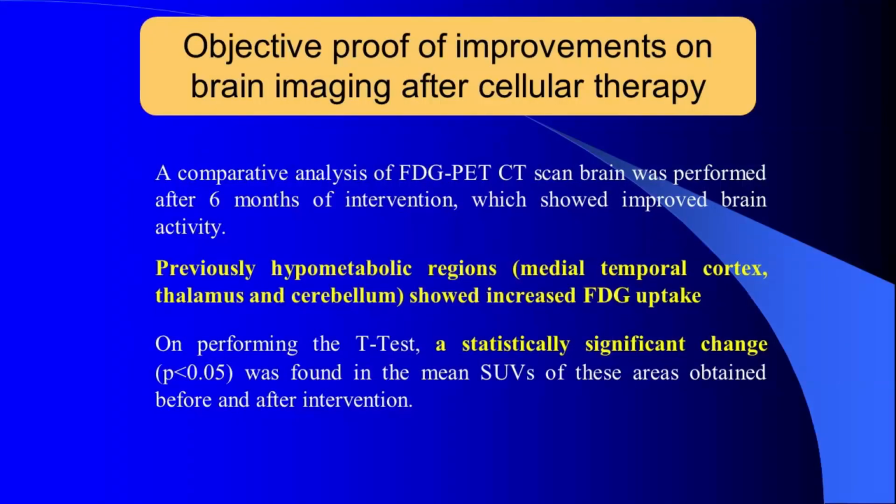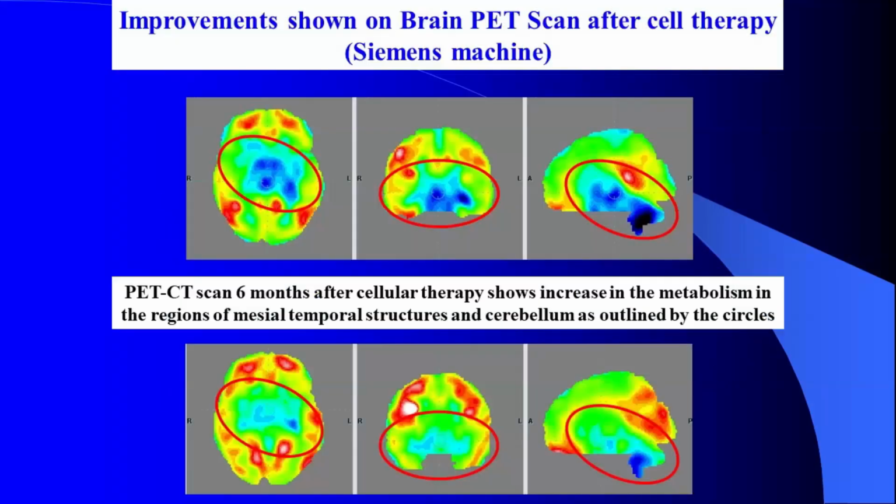Now, what was the objective proof? Because one is clinical improvement. So in our study, we actually showed objective improvement. So above, this is a PET-CT scan where the blue areas are the hypometabolic areas, the areas that are functioning less than normal. So you can see above all the blue. Now this is done on a Siemens machine. Below, you see 6 months later, and you can see the hypometabolic areas are gone. So this is objective proof.